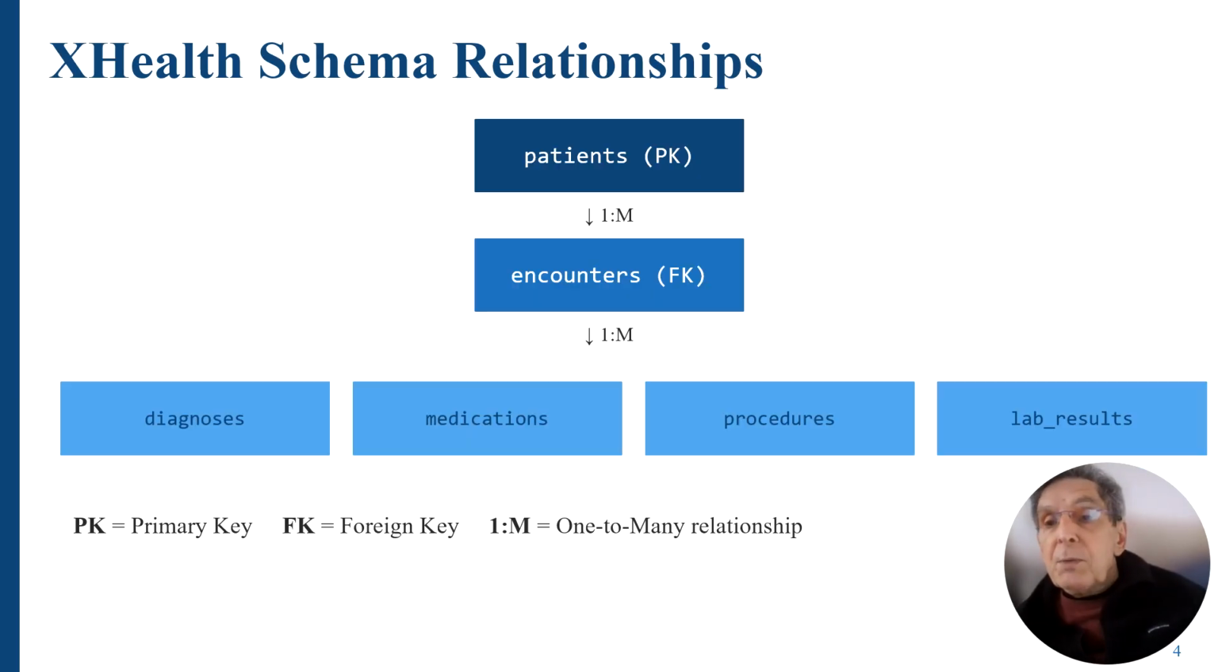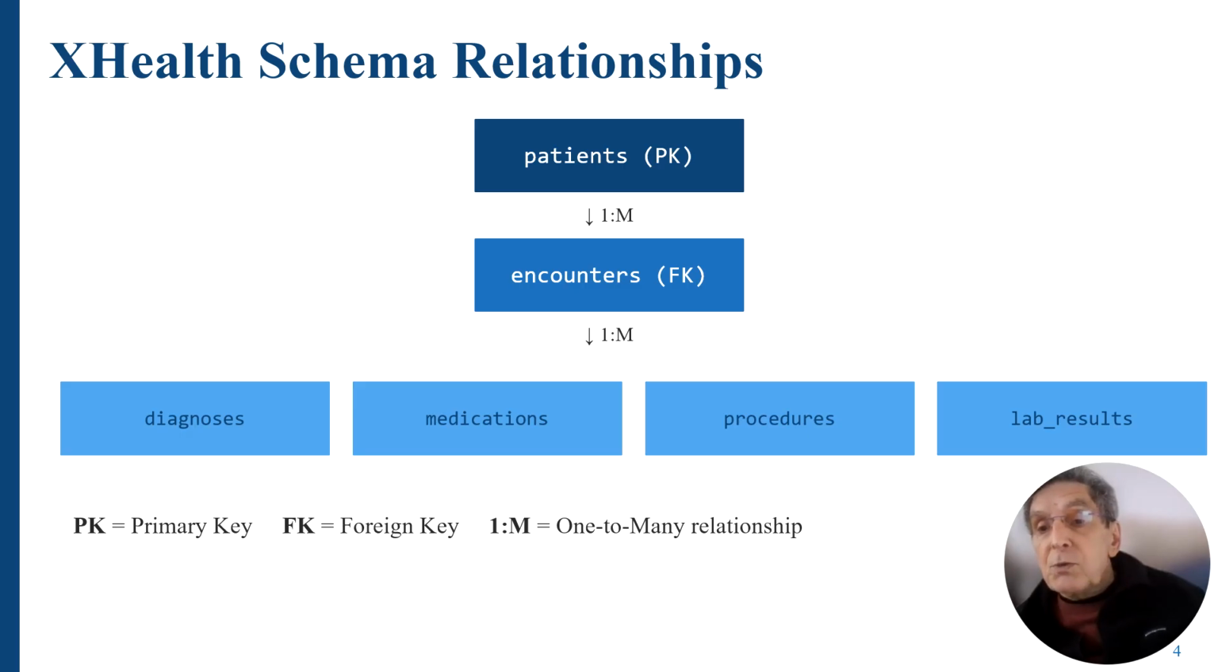Let's look at our XHealth Community Health Center database schema. At the top, we have the patients table with the patient ID as the PK, the primary key. Below that, we have the encounters table. It has its own primary key, the encounter ID. Plus, it has a foreign key, the patient ID, that links back to the patients table. So this is a one-to-many relationship. One patient can have many encounters.